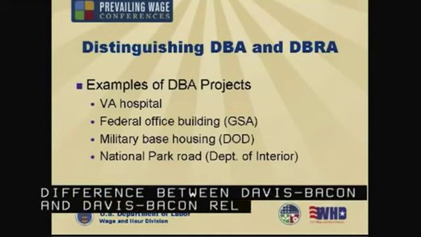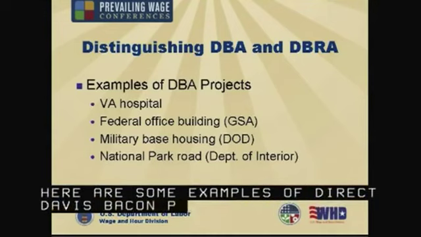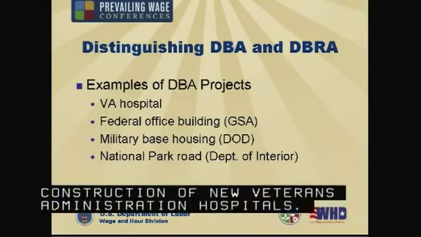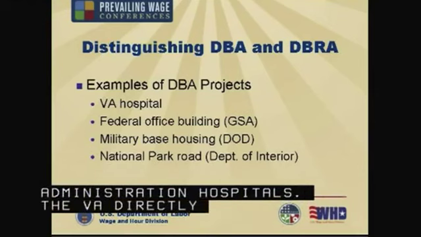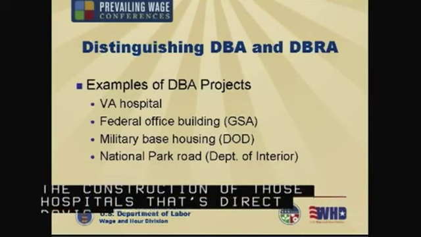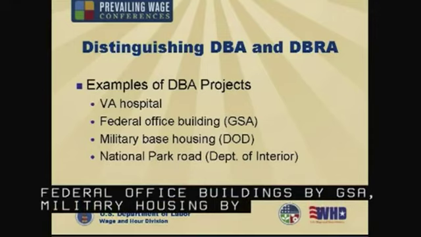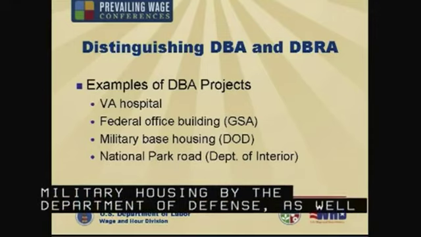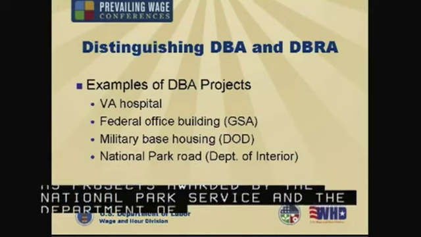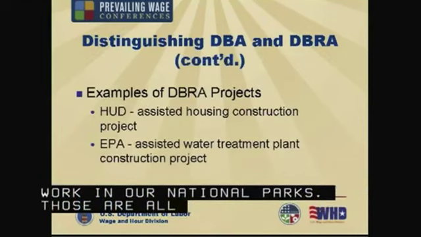Here are some examples of direct Davis-Bacon projects. We're doing a lot of construction of new Veterans Administration hospitals. The VA directly contracting for the construction of those hospitals, that's direct Davis-Bacon. Federal office buildings by GSA, military housing by the Department of Defense, as well as projects awarded by the National Park Service and the Department of Interior for road work in our national parks. Those are all direct Davis-Bacon projects.